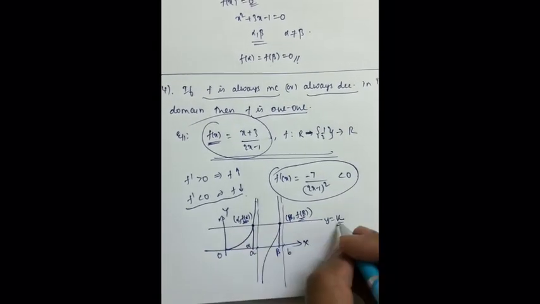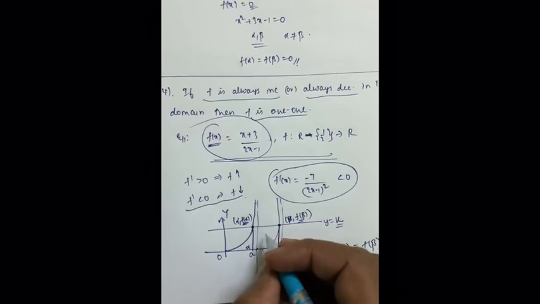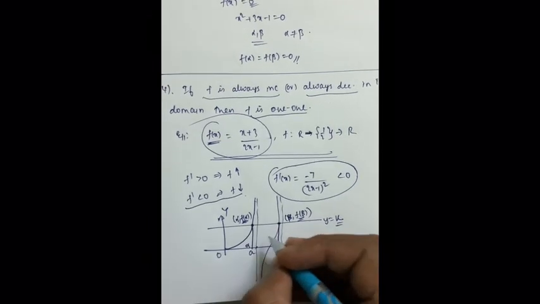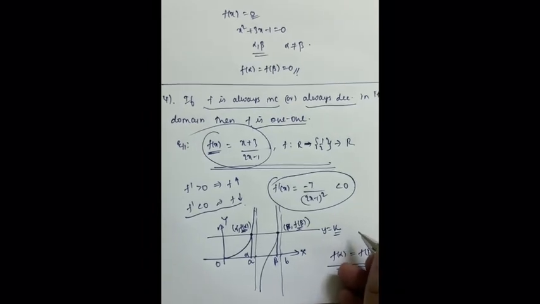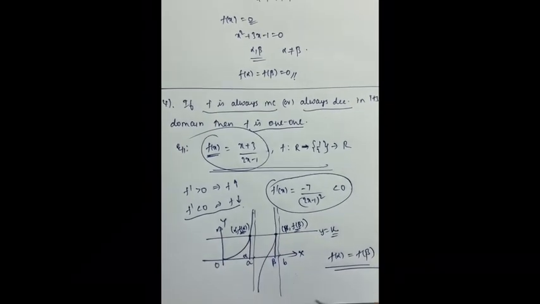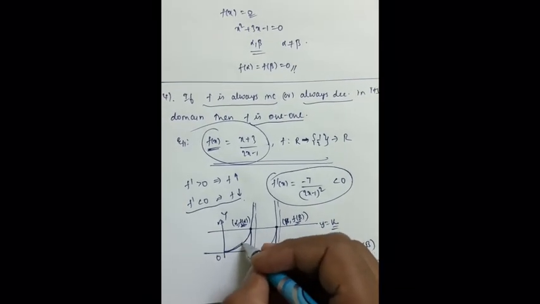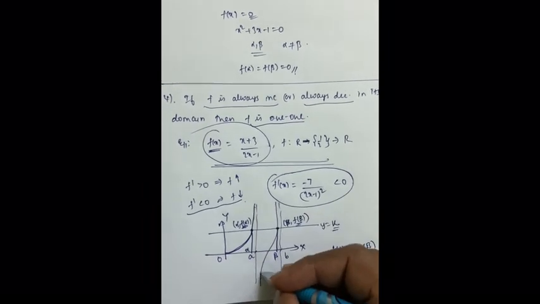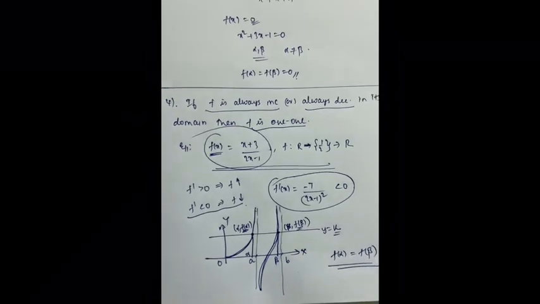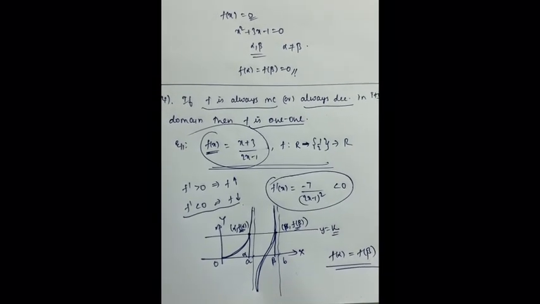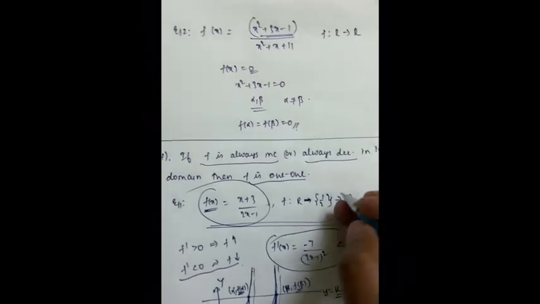So if a horizontal line intersects at more than one point, it means those two x coordinates will have the same image, which means not 1-1. You can see here this function f of x is always increasing, right? And here also it is increasing, but still f is not 1-1. So be careful in applying this rule.